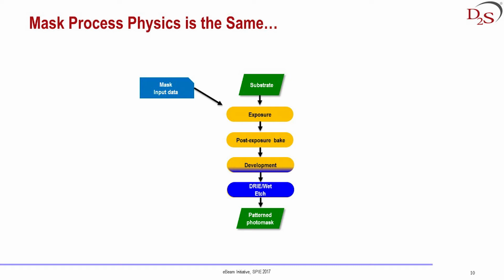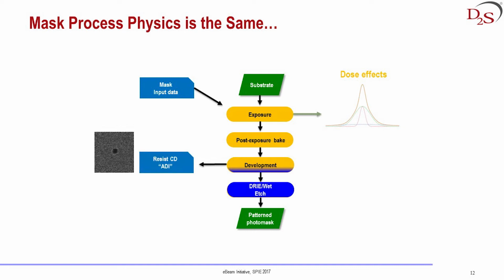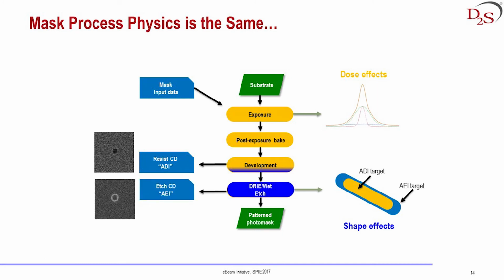Well, then you ask, what's the same? And the answer is everything else. The mask process really isn't any different. You can break your mask process into 4 steps. The exposure is the same. You still have dose effects. There's still electrons being scattered inside the resist. Once you're done with that, you can do your post-exposure bake, and you can do your development to get your resist CD. You then throw it in your etcher, and the sizes of features change, and you get your etch CD out. There's no difference here.